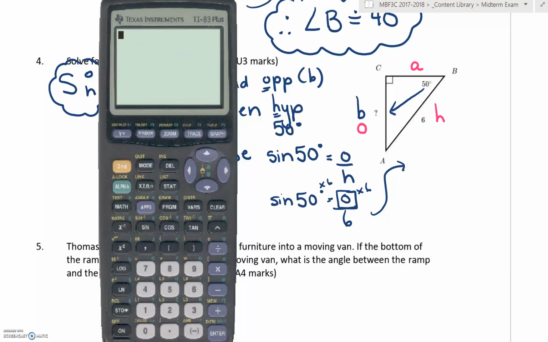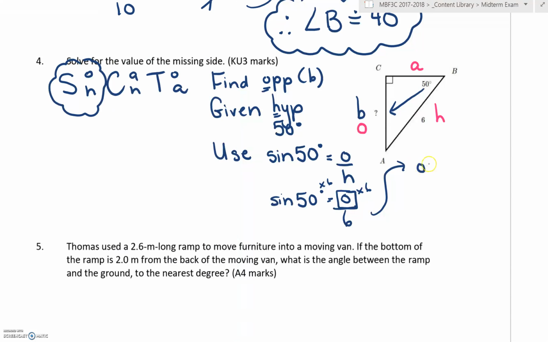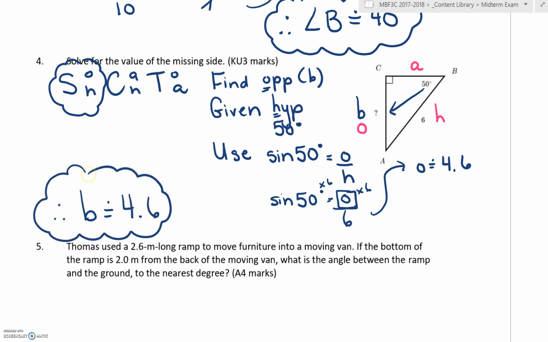So we do sine of 50, and then we're going to multiply that by 6, and it's 4.6. So the opposite equals approximately 4.6, and we don't have units here, so it's just 4.6. So when you go therefore, you would say lowercase b equals approximately 4.6. Okay, so that's to find a side.